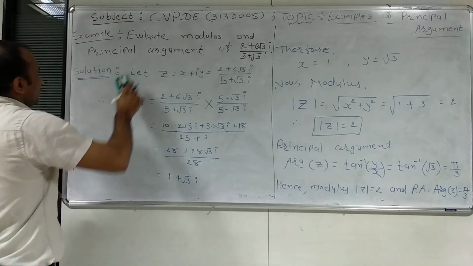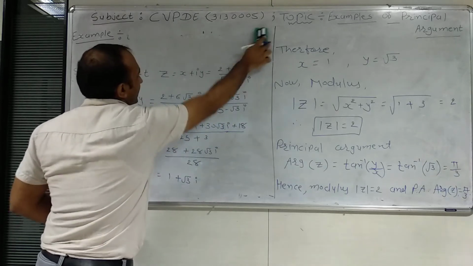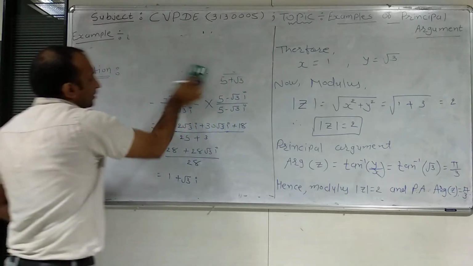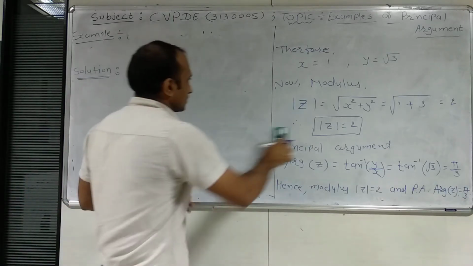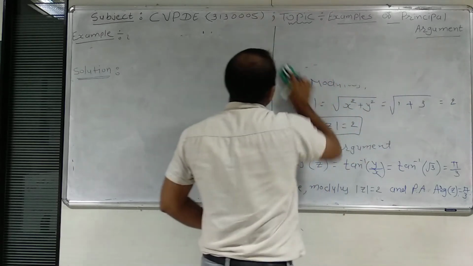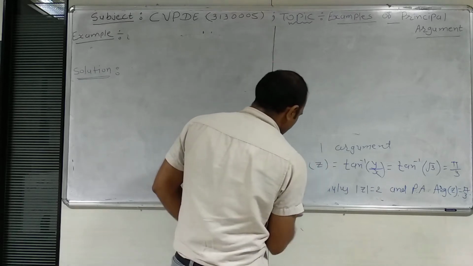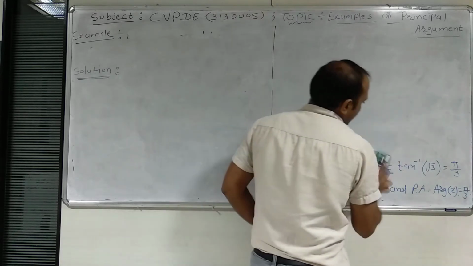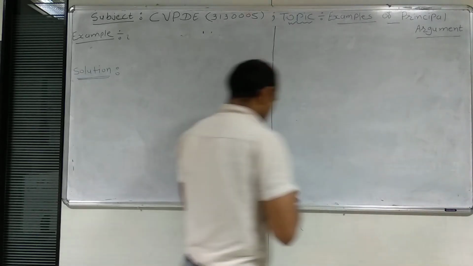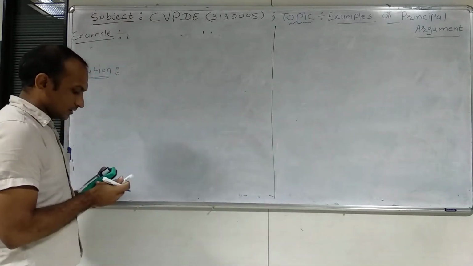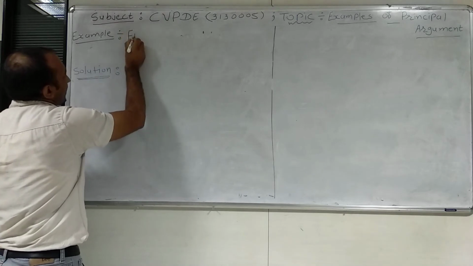Now we go to more examples. By using the principal argument, we solve some particular examples. Principal argument is very important in complex numbers, because when we need theta in polar form, then we apply the principal argument methods.